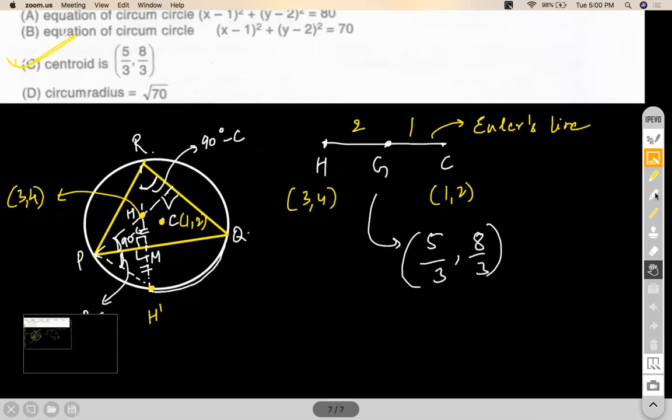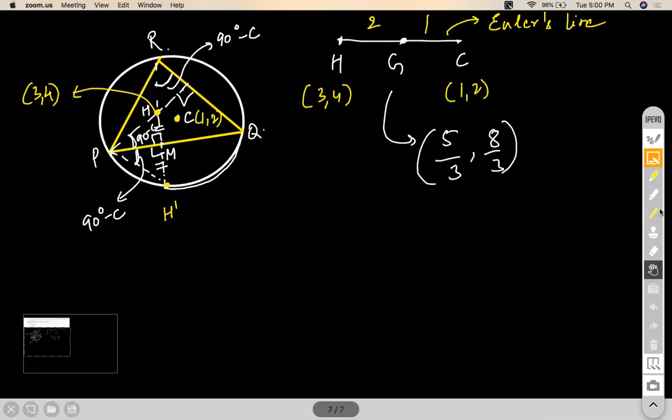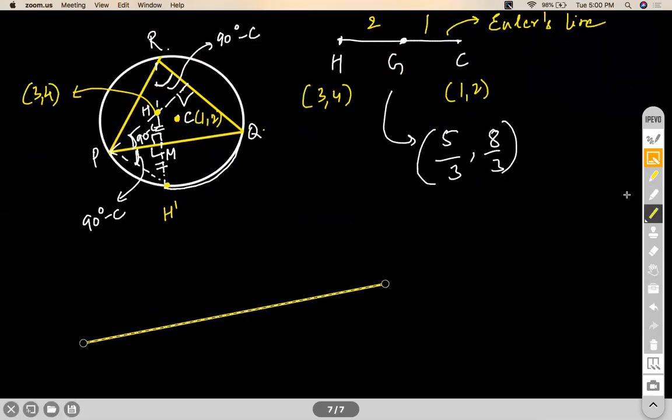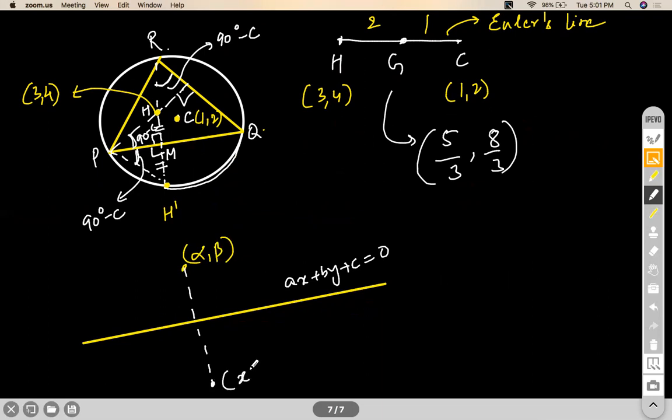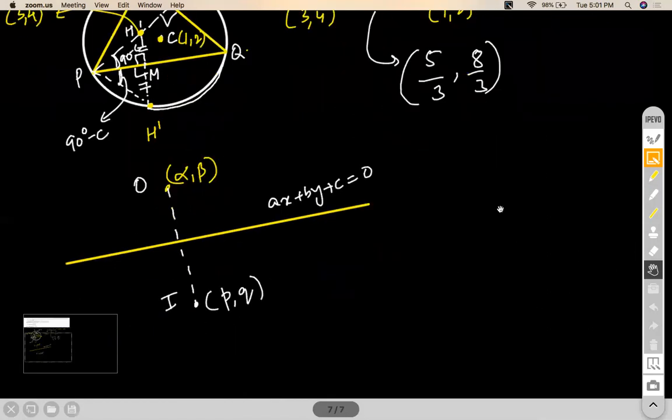Now, if you recall, we had done a formula for finding the mirror image of any point about a line. If you have forgotten that formula, I'll just take 1 minute to quickly recap that. So, let's say if alpha beta is a point, and there is a given line to you, AX plus BY plus C equal to 0, and you want to know what's the mirror image. Okay, so let's say mirror image is, let me call it as PQ. So let's say PQ is the mirror image of the object alpha beta about the line AX plus BY plus C equal to 0.